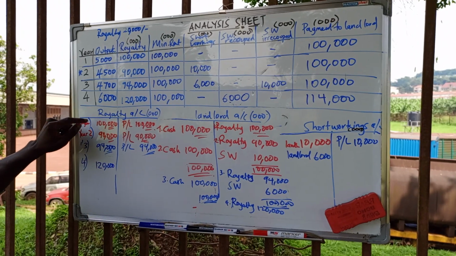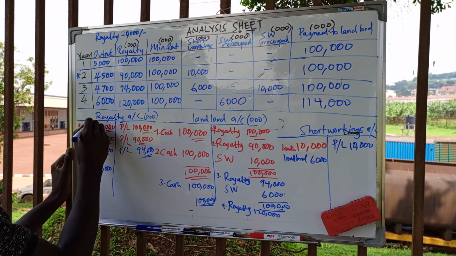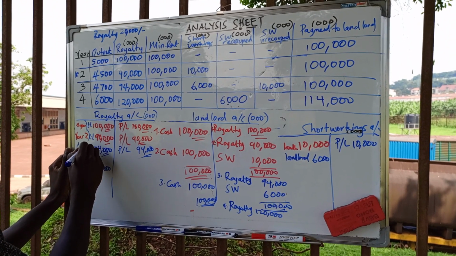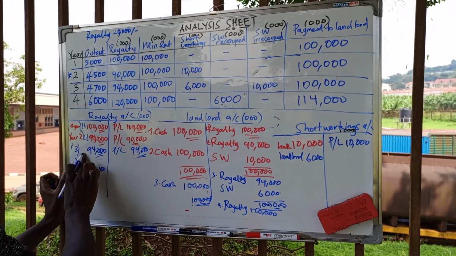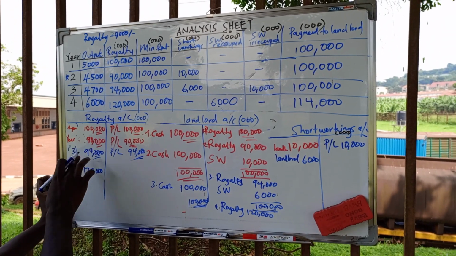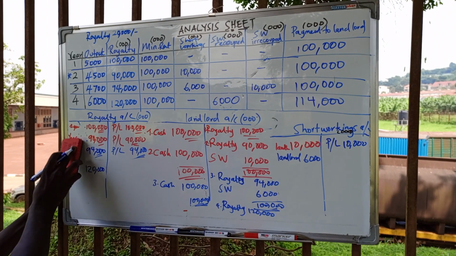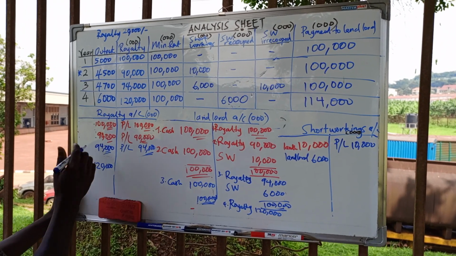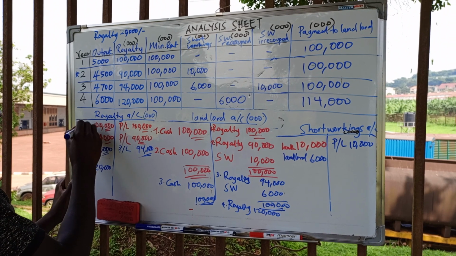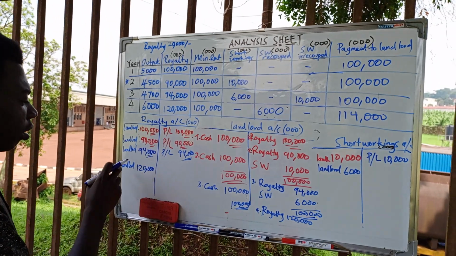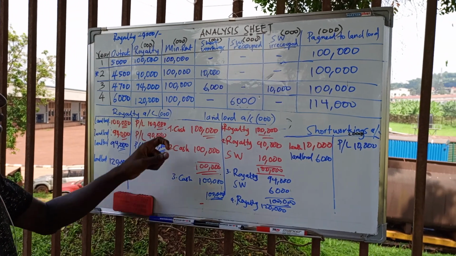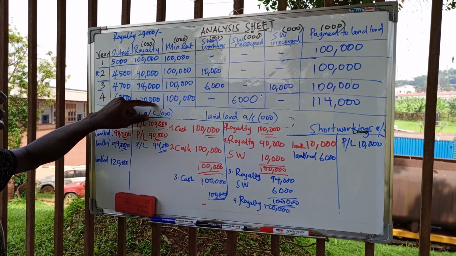Then of course here the details has to be the landlord for this side, landlord, but this one is going to confuse. Let me just put landlord for all the years. So this is landlord. This is landlord, but this is the first year, second year, third year, fourth year. So we have passed the double entry for royalty.